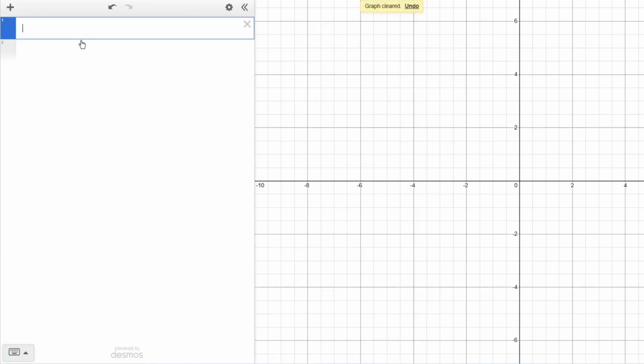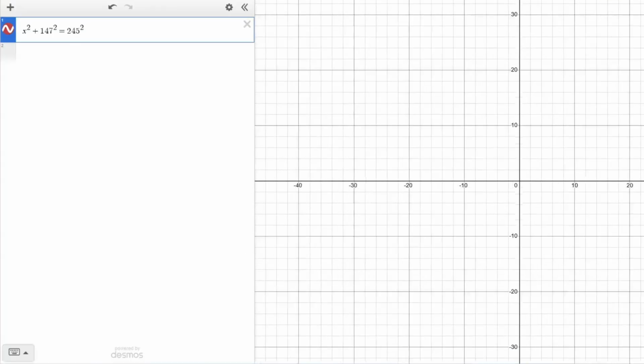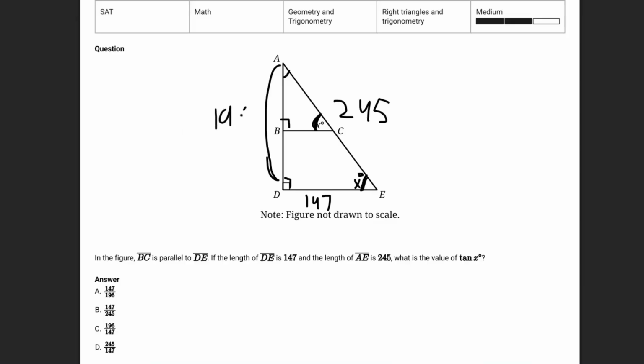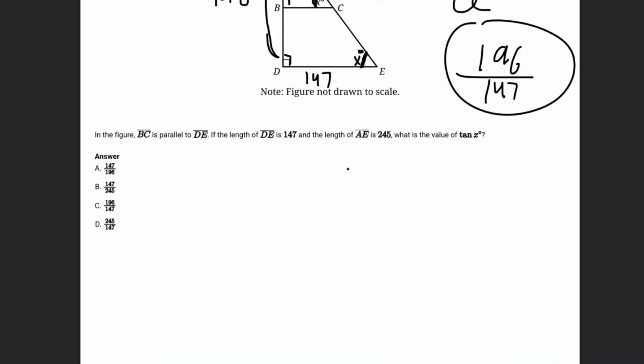Jump to Desmos. We can name that leg x. So x squared plus 147 squared equals 245 squared. This is the Pythagorean theorem. Then zoom out, and we get 196 is the value for AD. Now tangent is always opposite over adjacent. Opposite of x is 196, and the adjacent is 147, because this would be the hypotenuse. So 196 over 147, which is C. That's your final answer for that question.